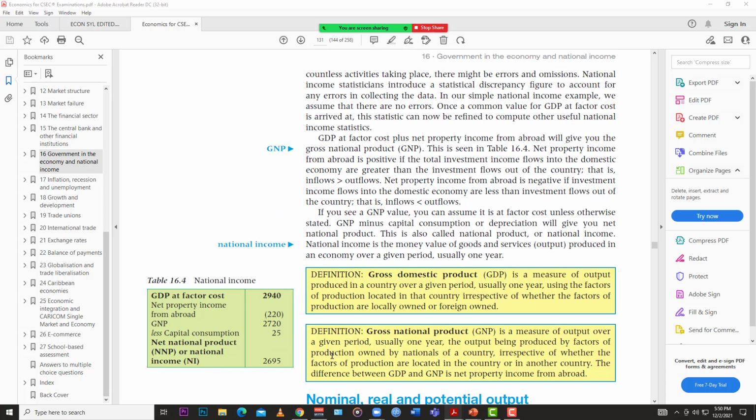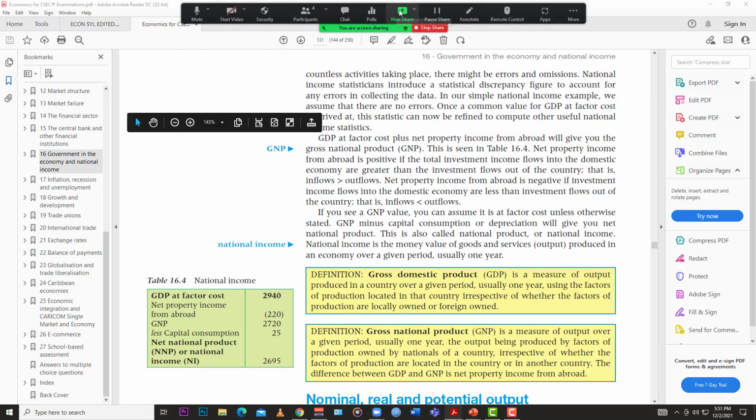Now, to calculate GNP, right? To calculate GNP, what we have to do now is, remember I told you, keep this in mind, to find out GNP, we have to add the incomes from nationals who are overseas, and we have to minus the incomes of non-nationals who are on the island. So when you do that, we end up with gross national product.